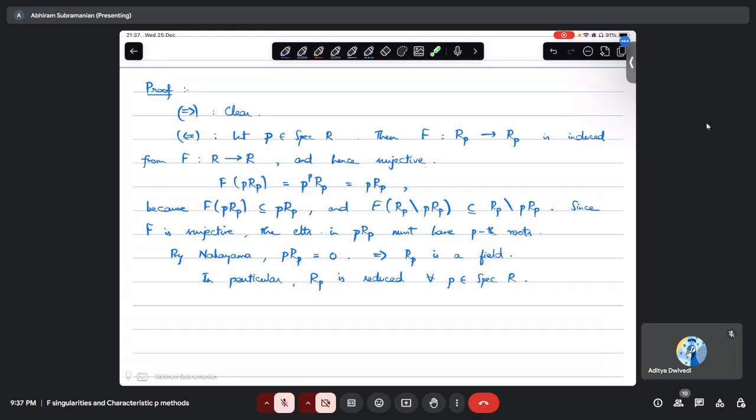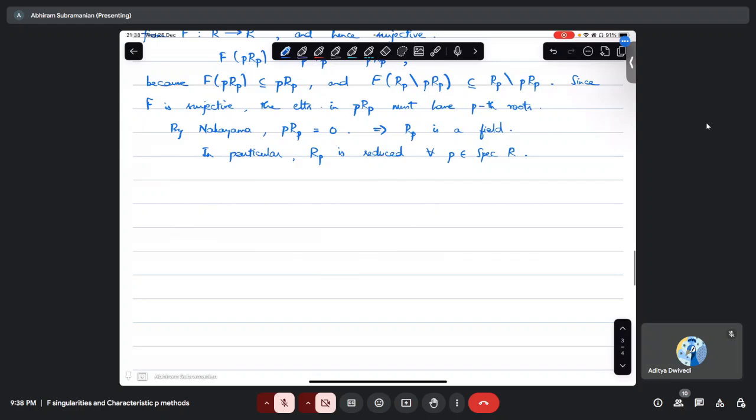So this is what I'm saying. P power PRP, right? RP is contained in P squared RP, which is just P times PRP. Now, P times that is equal to PRP. Therefore, PRP is 0.